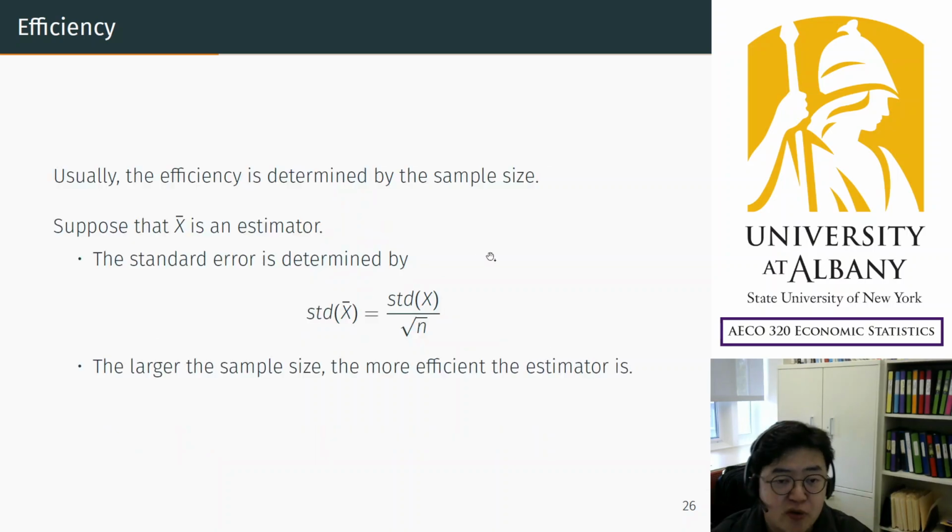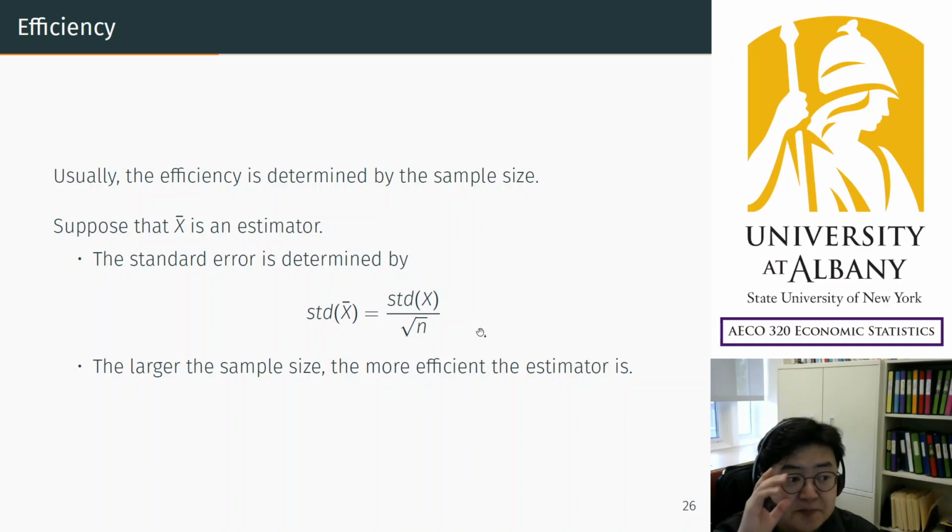Then you may wonder, why do we call this efficiency, not reliability or something else? I would explain it this way. In the previous chapter, we learned the variance or the standard deviation takes this form: the standard deviation of x bar equals the standard deviation of a single outcome divided by the square root of n, right? You remember? So the standard error depends mainly on the sample size.